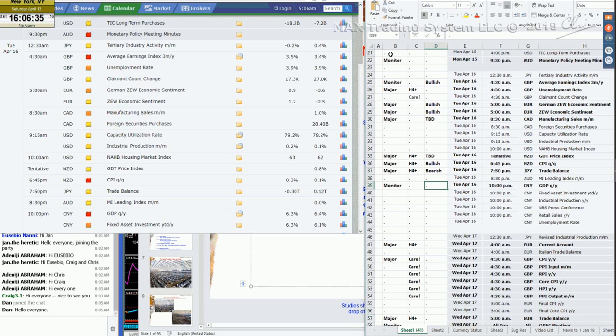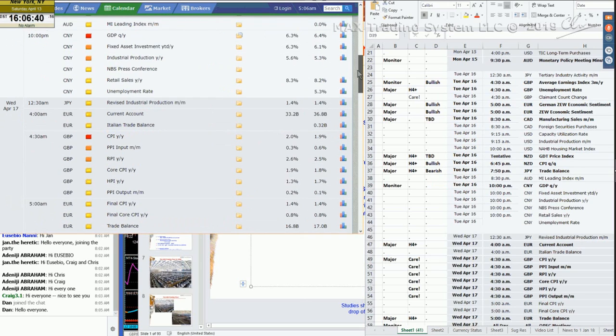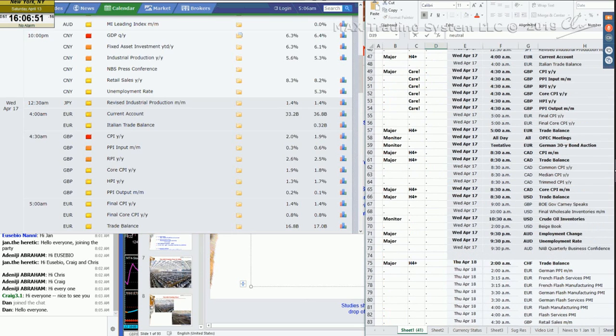And I will monitor the Chinese GDP quarter over year and neutral. Okay. And there's the rest of China. Yeah, but those are less important. And that's it for Tuesday. Wednesday.